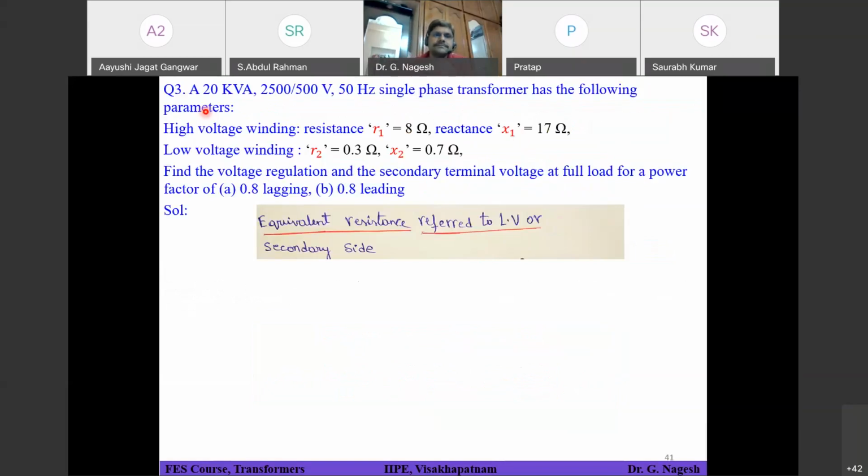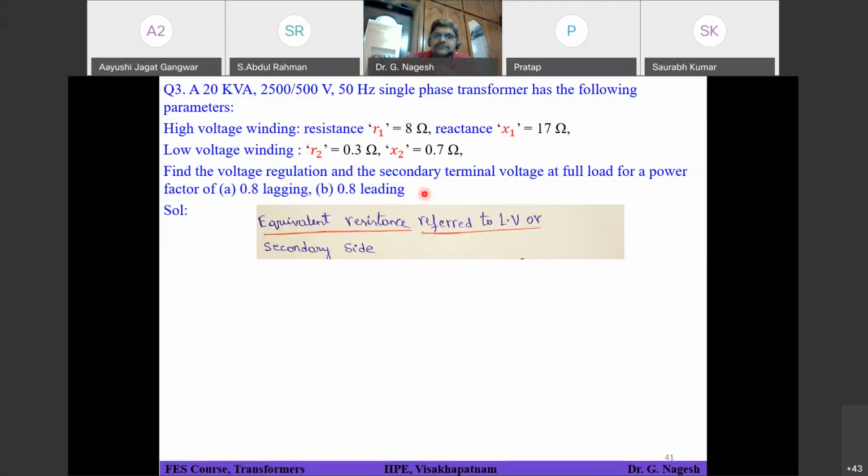So try to solve this. A 20 kVA, 2500 by 500 volts, 50 Hz single phase transformer has the following parameters. Okay. On the high voltage winding side, they have given the resistance R1 and the reactance X1. On the low voltage side, that means the 500 volt side, they have given R2 and X2. Find the voltage regulation and the secondary terminal voltage at full load for a power factor of 0.8 lagging and 0.8 leading. Okay, right. So try to solve this.